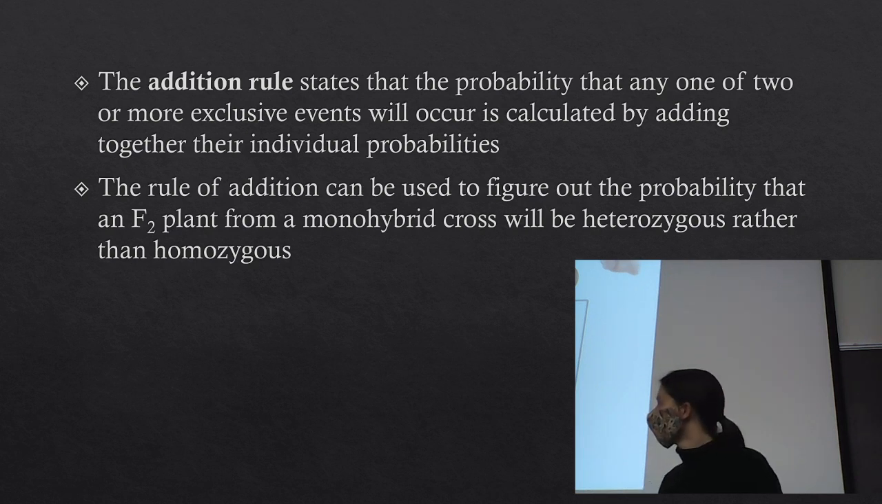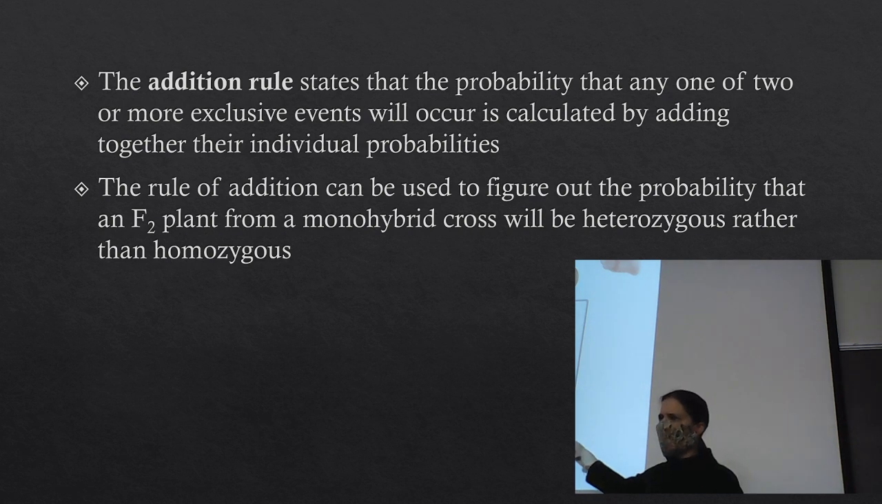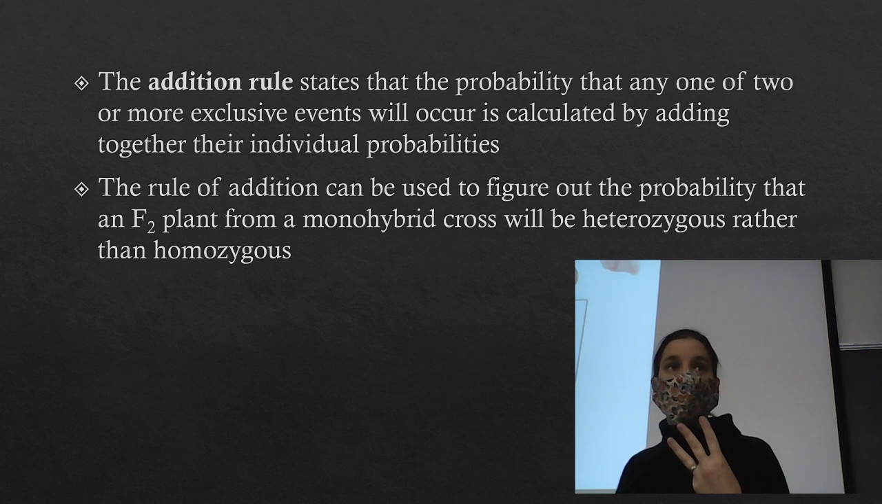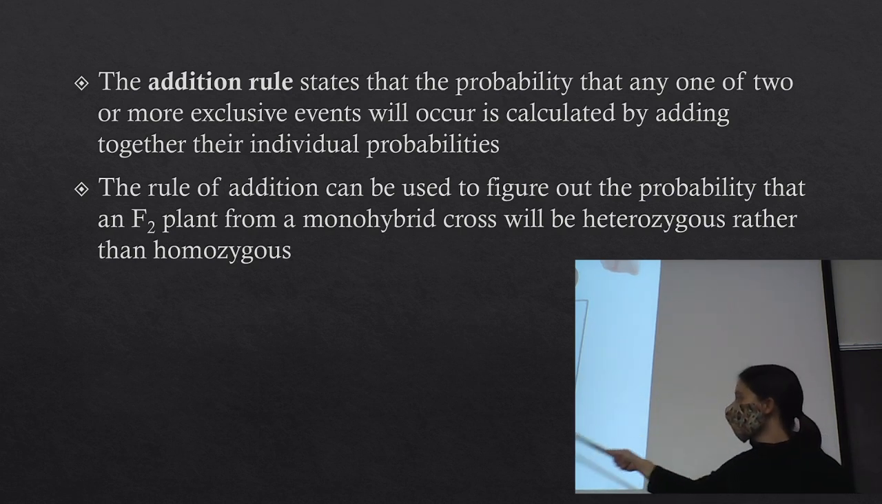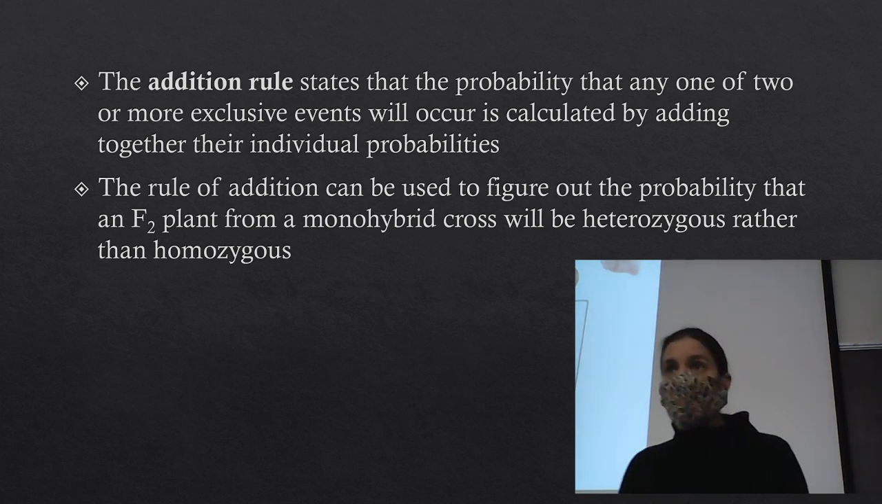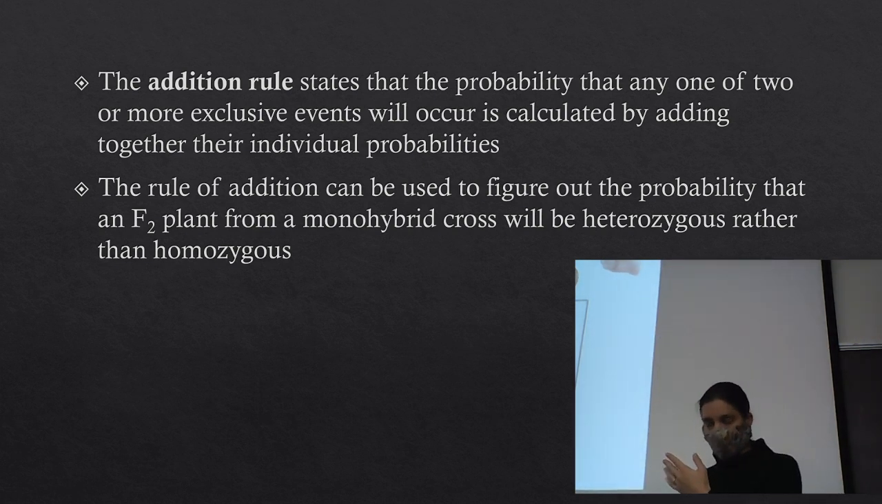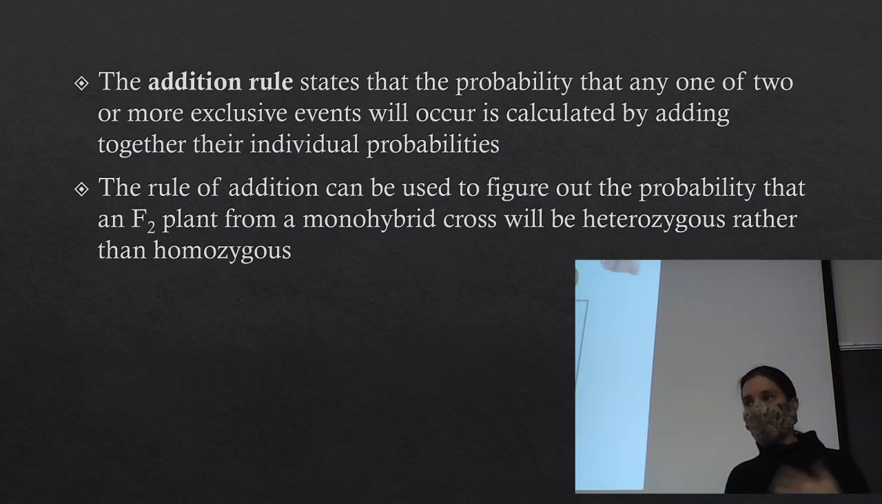How do we do that? At least one recessive allele? Are we okay that the probability is 3 out of 4? We did that just by adding together the probabilities straight up. So that's 3 out of 4. You can do this in decimals as well. If each of these is 0.25, a quarter, you get 0.75. You just add them together.